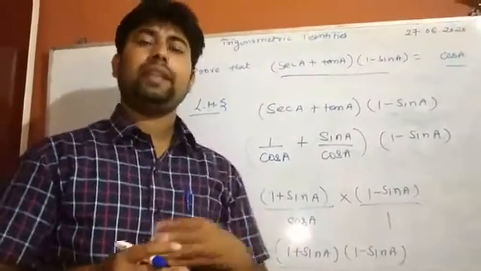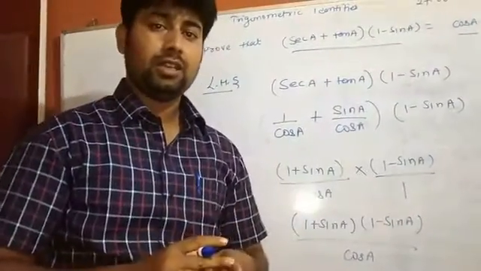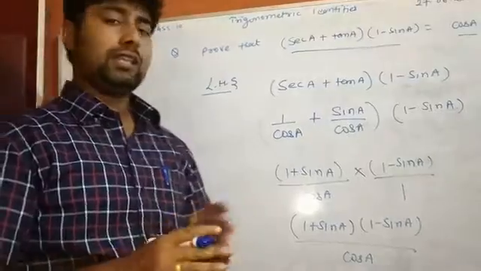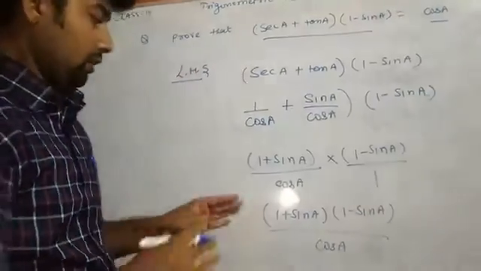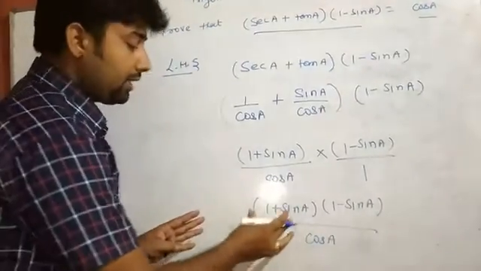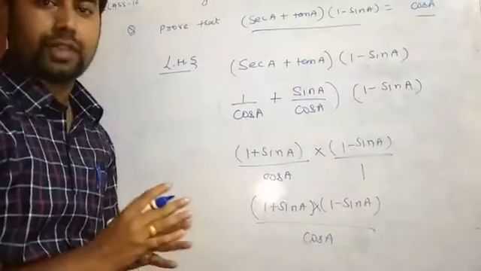Till now, did you understand? Please, when I send the video, don't forget to respond to me. And you practice, because unless you practice, we cannot realize what you are getting or what you are not getting. So, this step: did you understand? (1 + sin A) into (1 − sin A). Nothing mentioned means there is a multiplication sign.